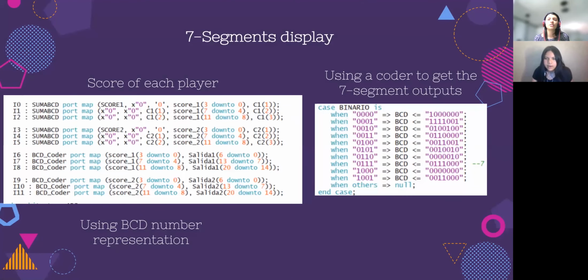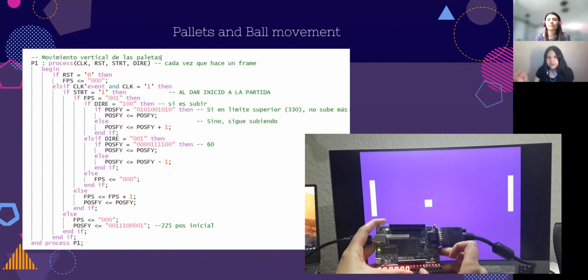Here is an entity that changes the score of each player when the ball reaches the edge of the screen in the horizontal axis, and those values go to a coder that sends an output signal to the 7-segment display. The last part is the movement of the blocks.